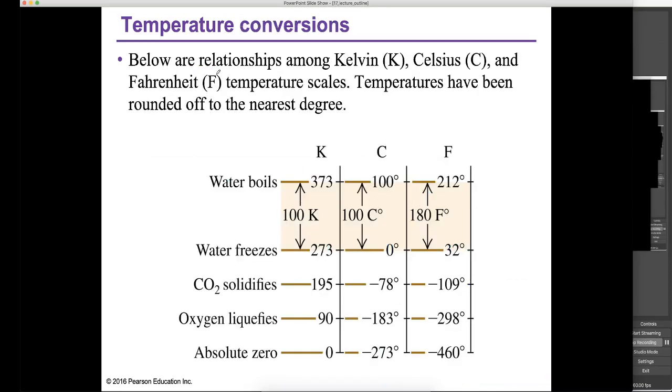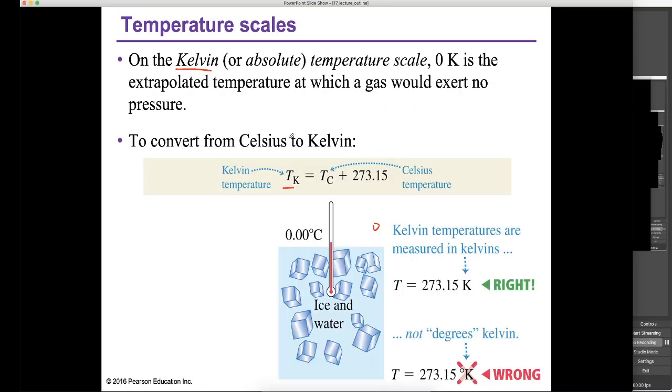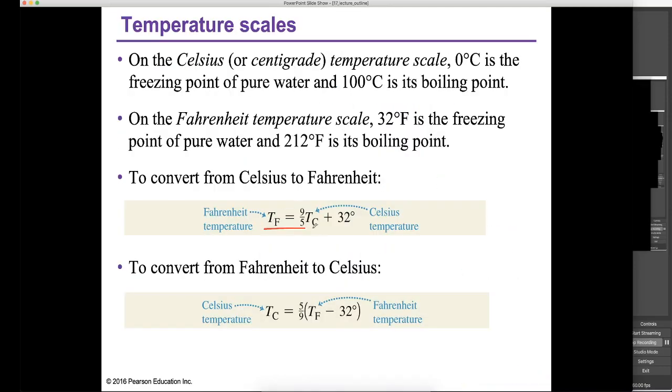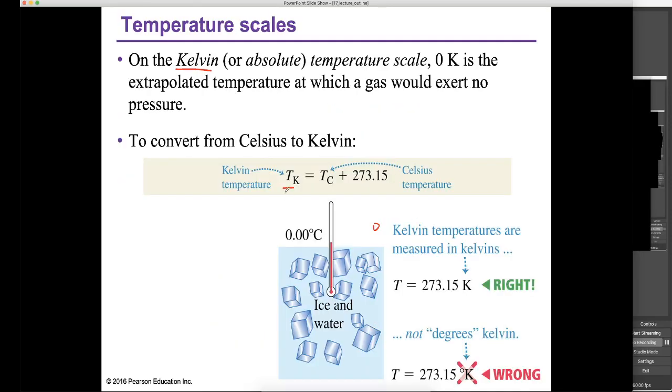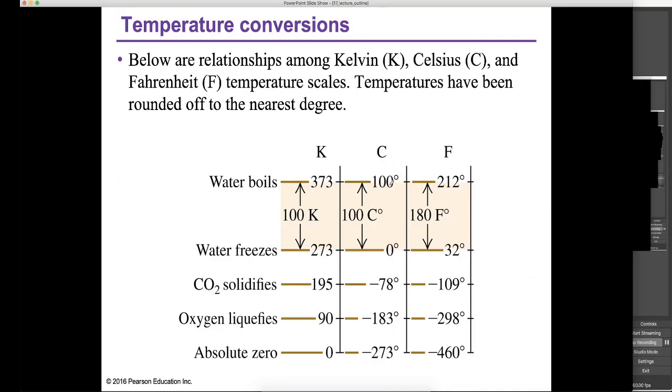Now, here are some temperature conversions. If you know the equations here and here, and also this equation, if you know all 3 equations, you can convert any temperature scale into the other 2 temperature scales. For example, you can convert K to C or F, something like that. So here are some comparisons between the 3 temperature scales.